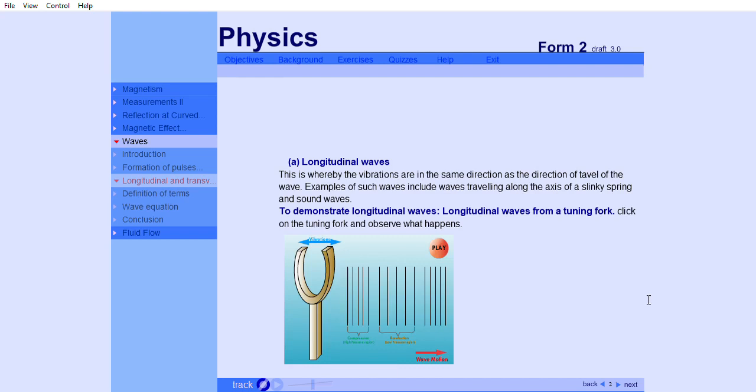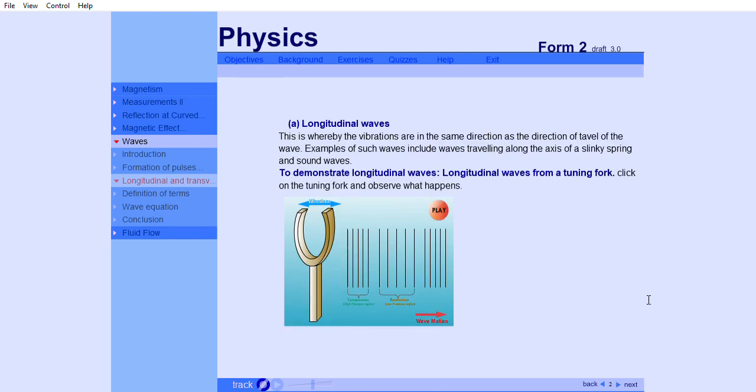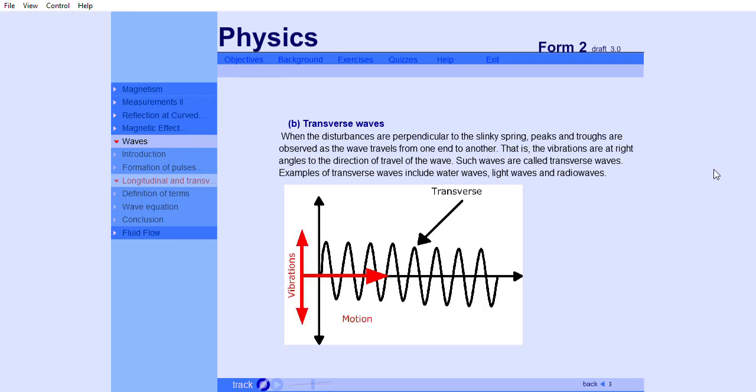Longitudinal waves. This is whereby the wave vibrations are in the same direction as the direction of travel of the wave. Examples of such waves include waves traveling along the axis of a slinky spring and sound waves. To demonstrate longitudinal waves, drag and drop the hooked mass on the hook of the helical spring and note what happens.